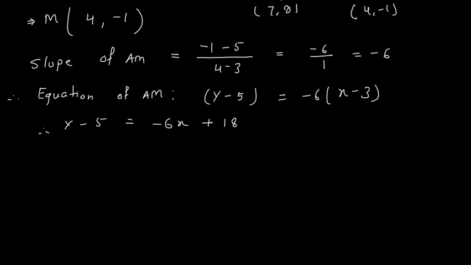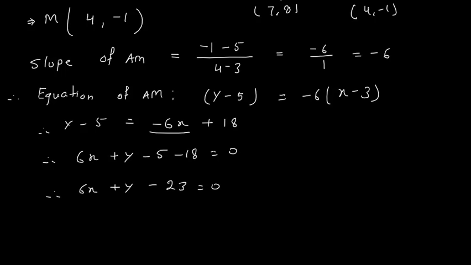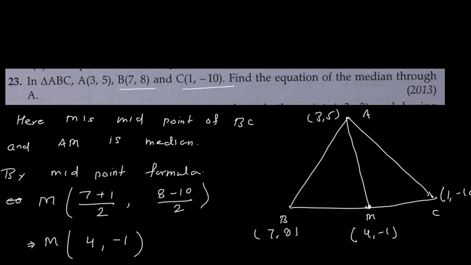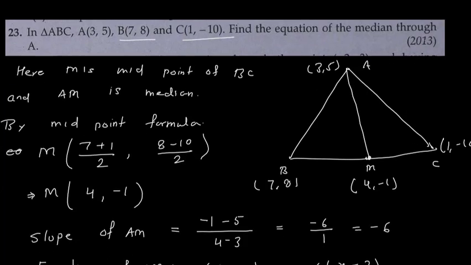plus 6 3 is 18. Minus 6x I will bring to left, so I will say that 6x plus y minus 5 minus 18 is equals to 0. So therefore I say that 6x plus y minus, now minus 5 minus 18, it is minus 23 is equals to 0. So this is equation of AM. Equation of median through A.